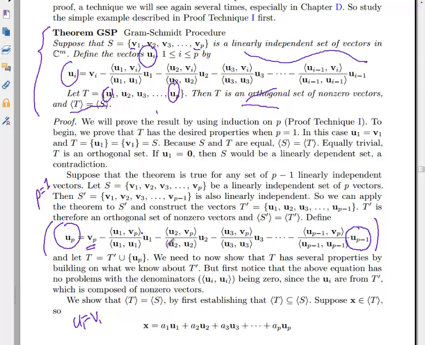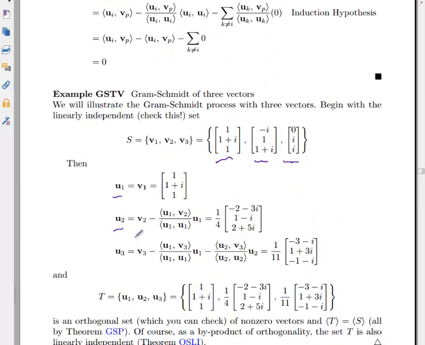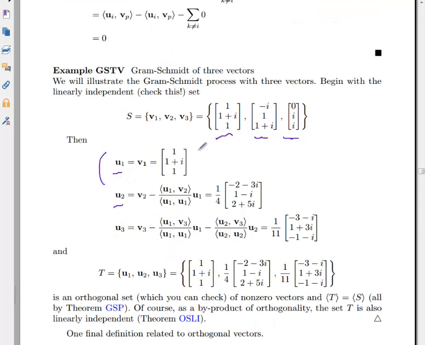And if we go back down to the example on the next page, we'll see that that's the prescription that was used. u1 is equal to v1. All right, now let's see if we can get to u2.